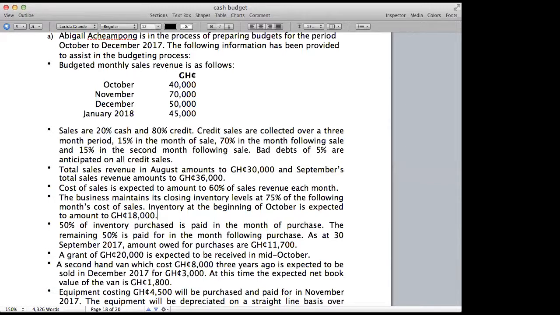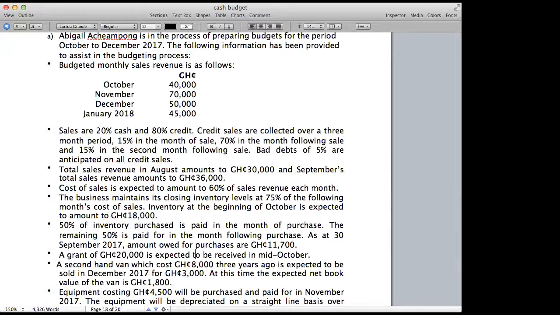Now let's move on to the next note. The total sales revenue in August amounted to 30,000, and September's total sales revenue amounted to what? 36,000. Good. Then the next note says that cost of sales is expected to amount to 60% of sales revenue each month. So if you want to get the cost of sales, just pick 60% of each month's sales. Then you are done.